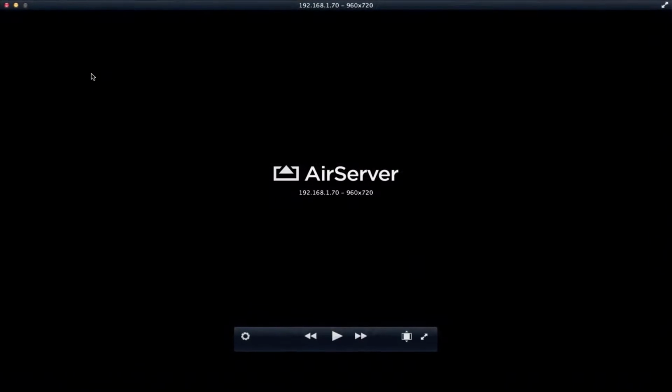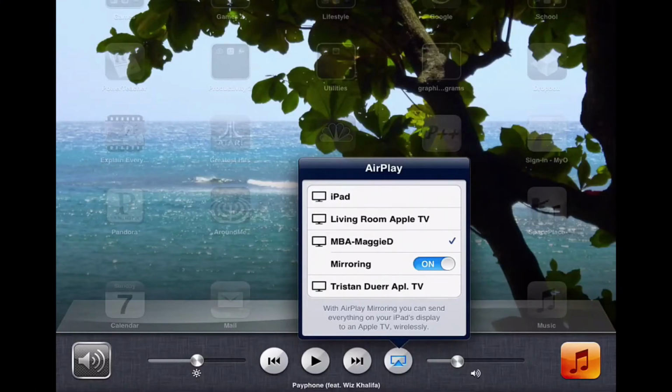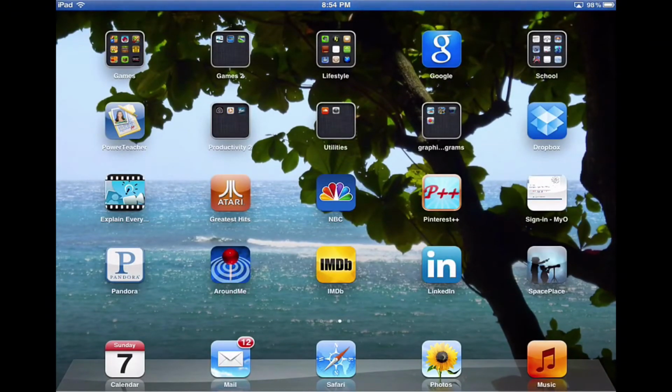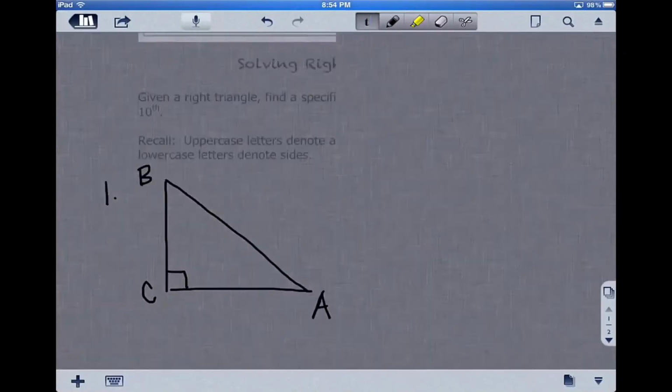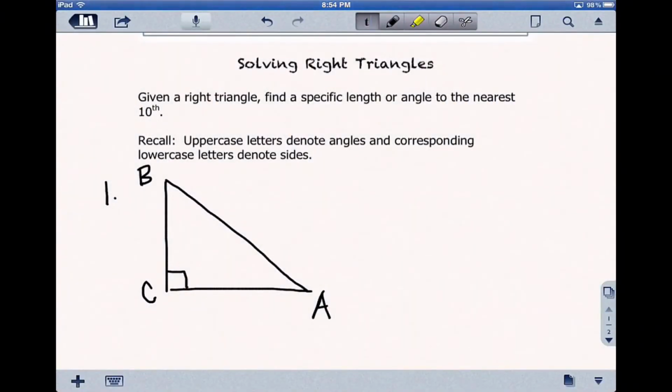Today we're going to be doing a quick review of solving right triangles using trigonometry, your good old SOHCAHTOA: sine, cosine, and tangent. We're going to be specific. We're going to be finding only a length or an angle to the nearest tenth. Notice that uppercase letters denote angles, and the corresponding lowercase letter will denote sides.